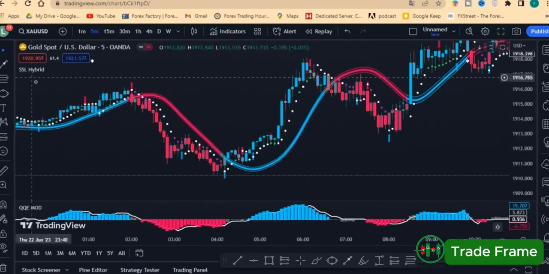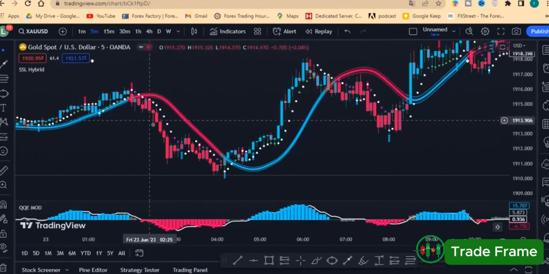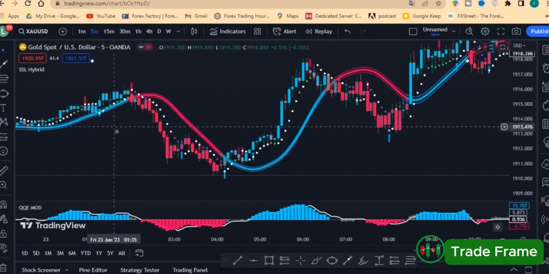Definitely friends, apply this to the charts you are trading on and test it to see if it really works for you on that symbol or not.